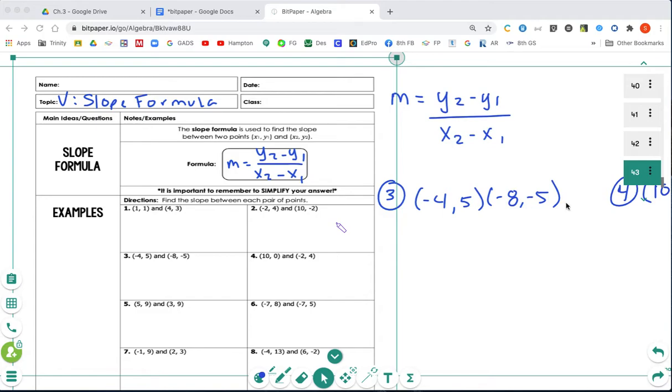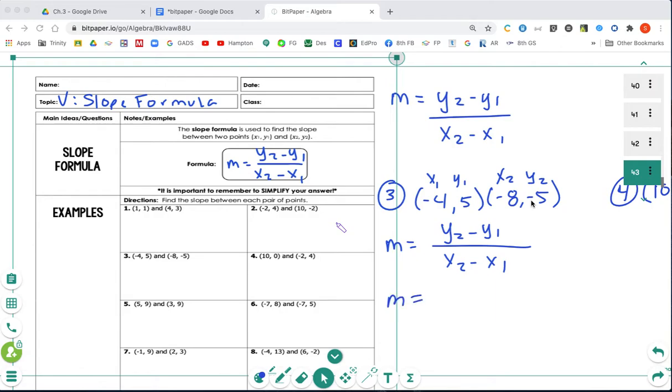So we're going to take two ordered pairs and we're going to label them x1, y1, x2, y2. This one's x1, y1 because it's the first ordered pair that they gave me. This is x2, y2 because it's the second ordered pair that I was given. Now I'm going to write my formula. M is equal to y2 minus y1 over x2 minus x1.